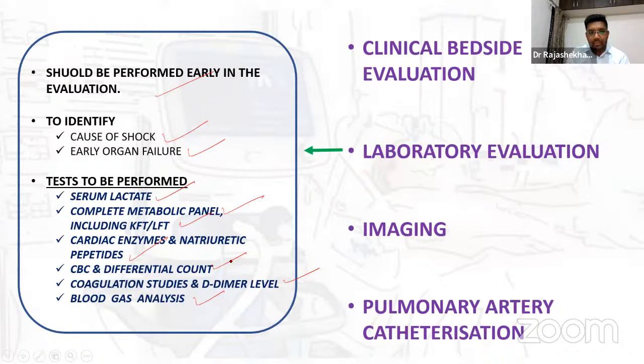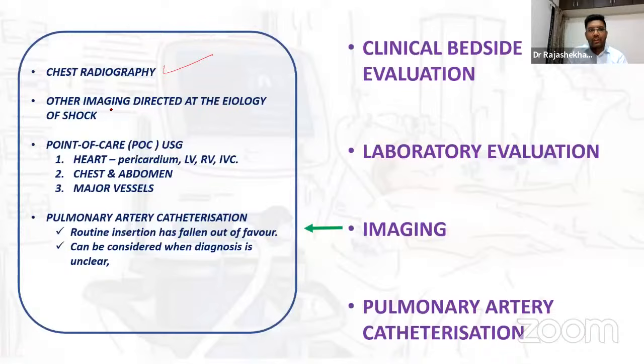Then after this, try to obtain the chest radiography if the cause is not evident. Other images are directed at the etiology of shock. For example, if the patient presents with shock and a history of trauma but no external bleeding, try to get a USG abdomen to see whether any intra-abdominal bleeding is occurring, like this. And if pulmonary embolism is suspected, if your radiograph is normal and you are not sure of the ECG, then you can get a CT angio immediately to diagnose this patient. So imaging is directed at the suspected etiology.